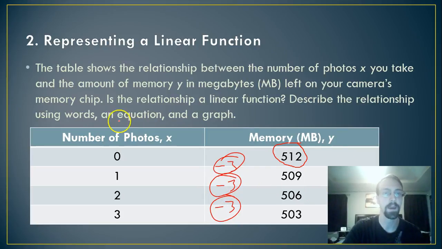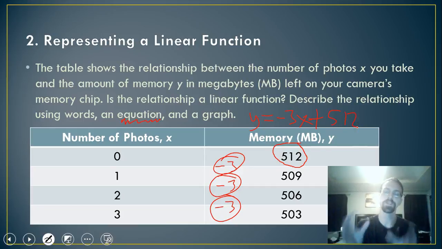So for my equation, y equals my rate of change, negative 3, times x, and then plus, because this is positive, 512. That makes sense. For each picture we take, it decreases from that 512 until you run out of room on your phone, and then you can't take any more photos. Unless you upgrade to a new phone.